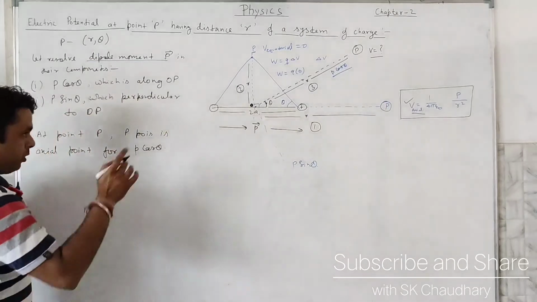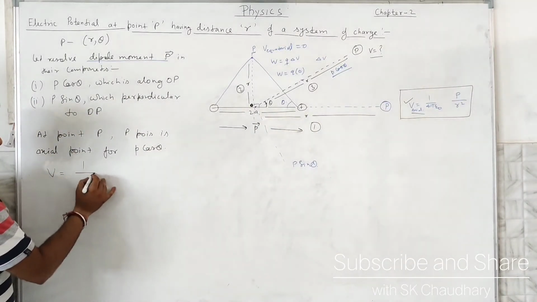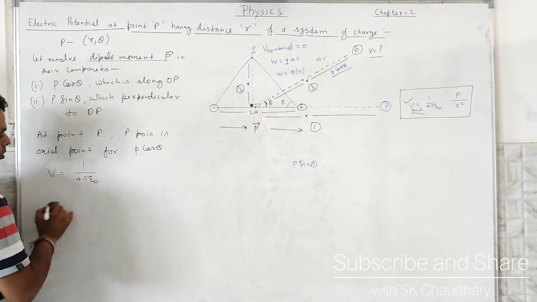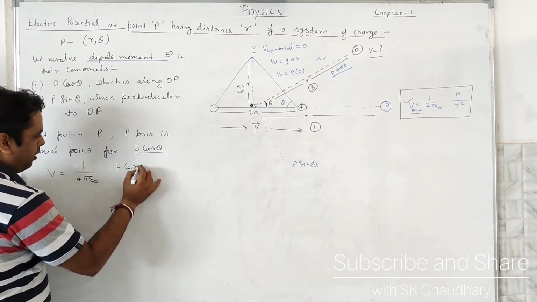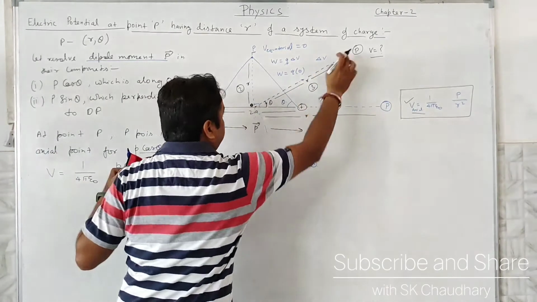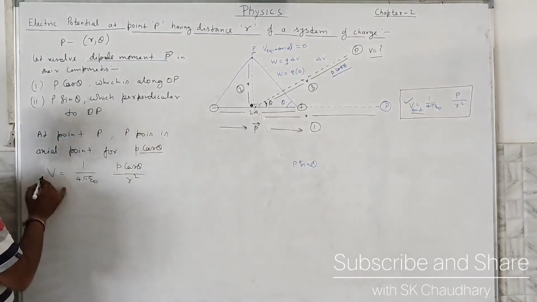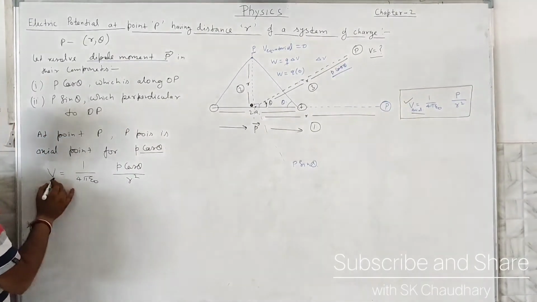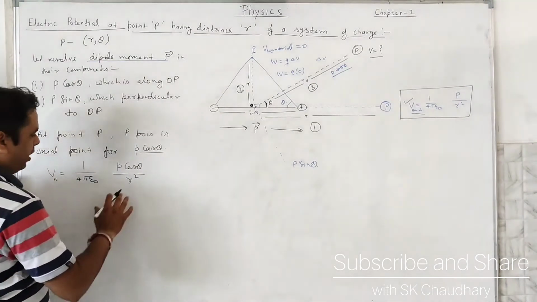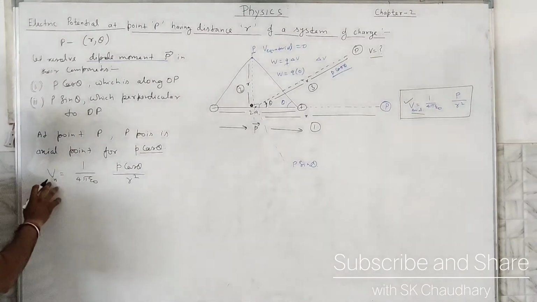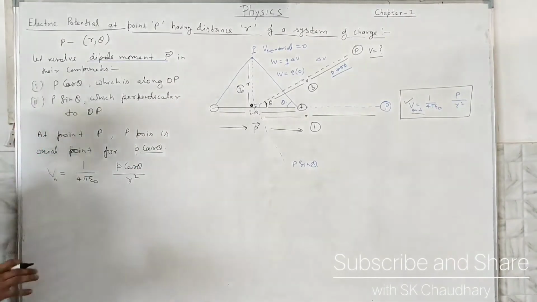So with the help of this one, we can write V1 upon 4 pi epsilon naught. Here the component is what? P cos theta. So p will become p cos theta, and the distance will remain as it is, r square. So along this point, the horizontal component of the electric potential is 1 upon 4 pi epsilon naught p cos theta upon r square.